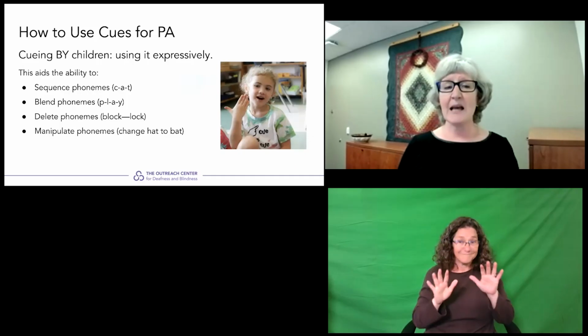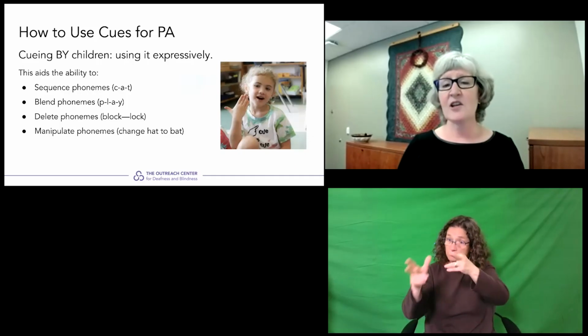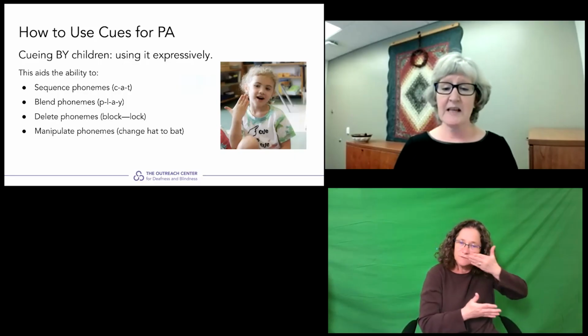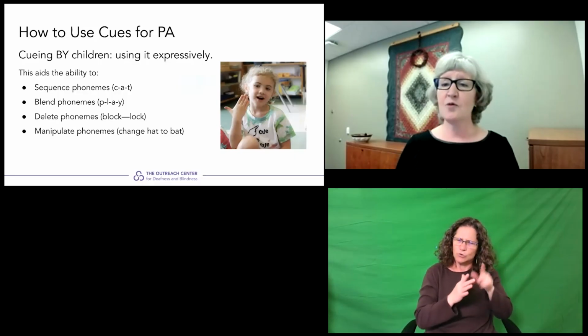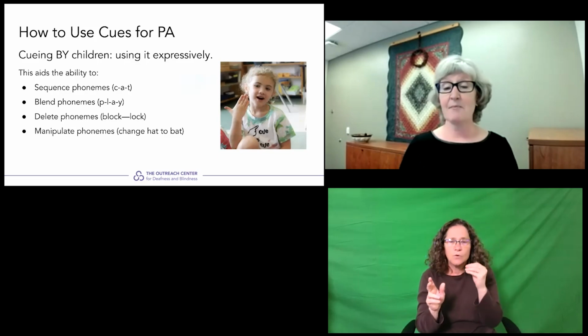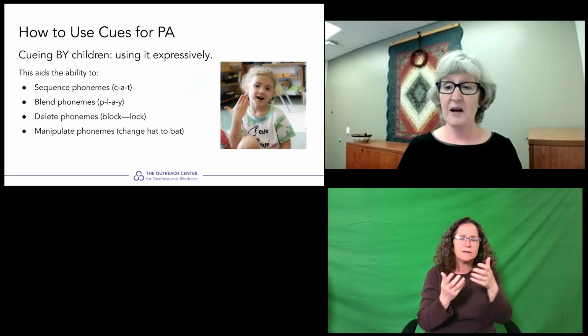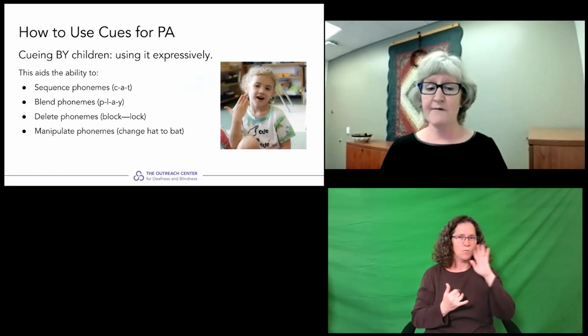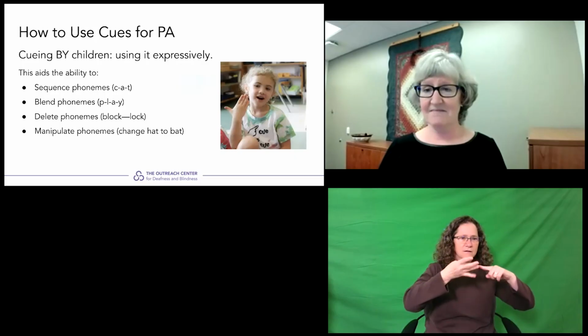But in addition to being able to use it receptively, we can also have children cue expressively. And this helps them to be able to sequence phonemes, to blend phonemes, to delete phonemes, and to manipulate them, those phonemic awareness skills that we talked about. So Jen is now going to demonstrate these examples of phonemic awareness skills.